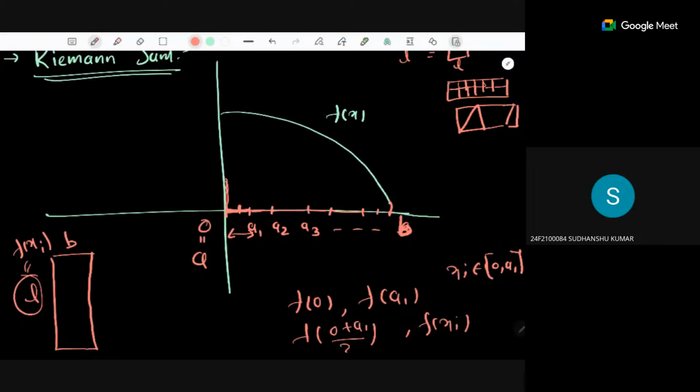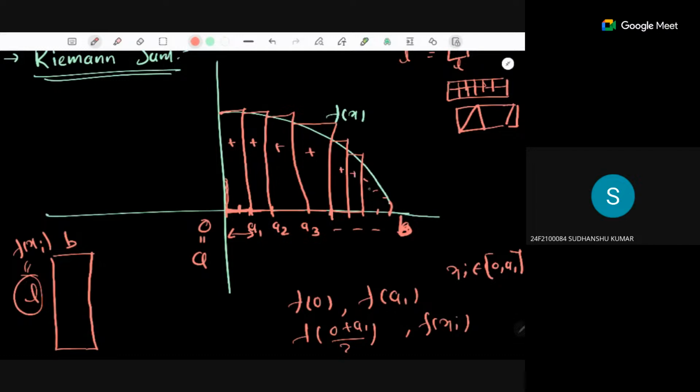So what if I take f of 0 as the height of the rectangle? Then this will be my first rectangle. Taking 0 means I am taking the left endpoint of each subinterval, right? So here we have a1, a2, and then if I take a2, then a3, if I take a3, then something like this. You can observe that this area is under the area of the whole rectangle. So if you add the area of each rectangle, you'll see that the area of the region is lesser than the sum of the areas of all rectangles.